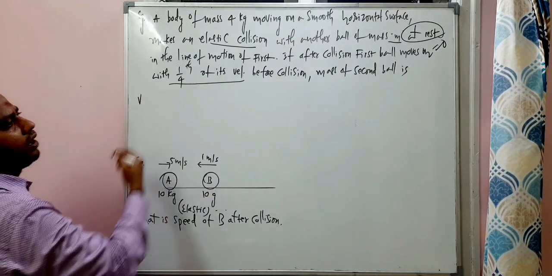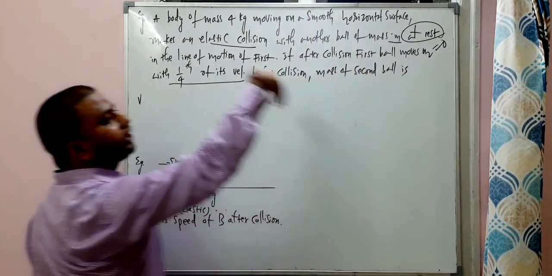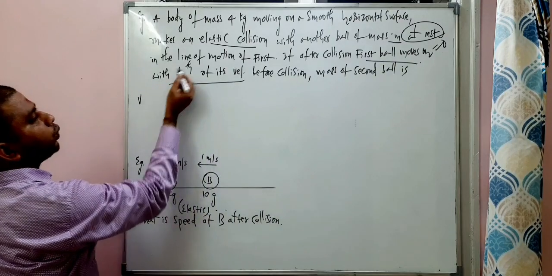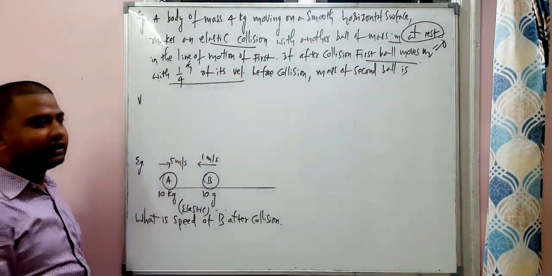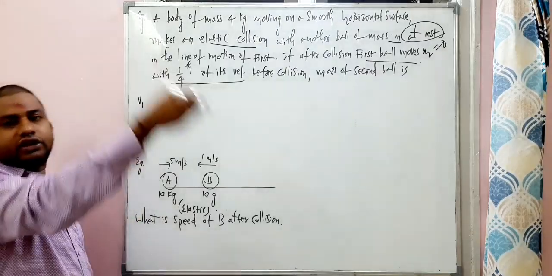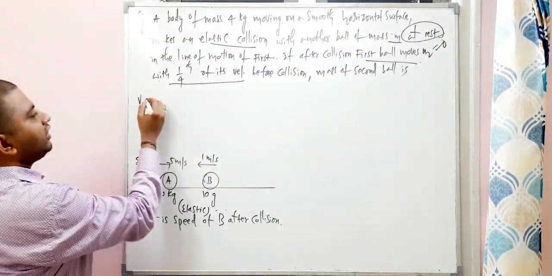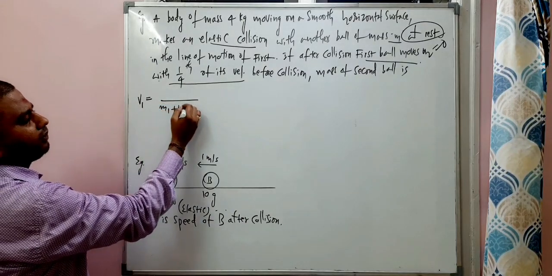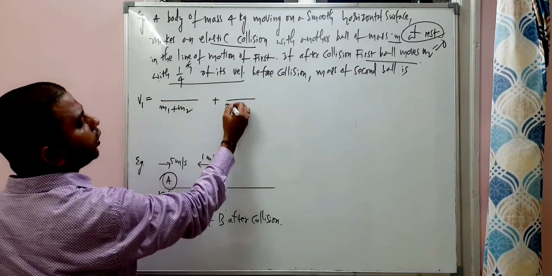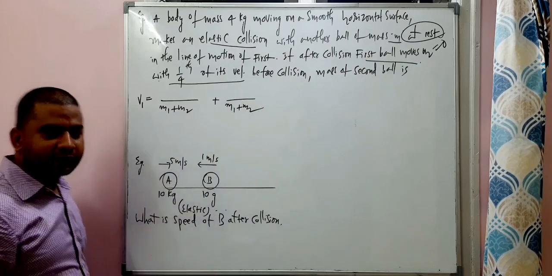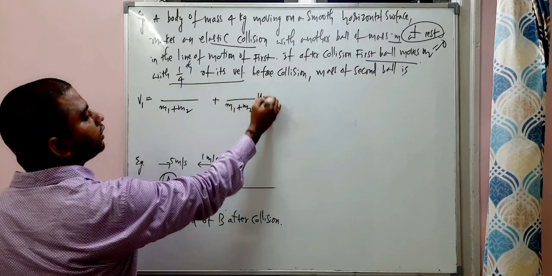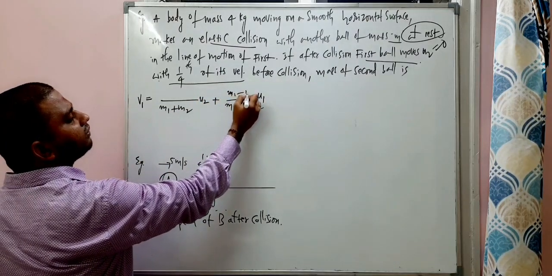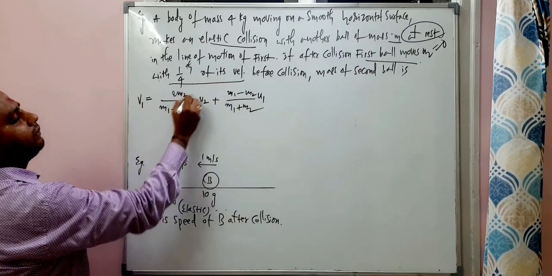We have the velocity of the first body after the collision. Note, if after the collision the first ball moves with 1/4 of its velocity, that is the velocity after the collision of the first body. So v1 is equal to, you have two terms here, be careful. m1 plus m2 is there, plus here also m1 plus m2. So here u1 and this is u2, and this is m1 minus m2 and it is 2m2.